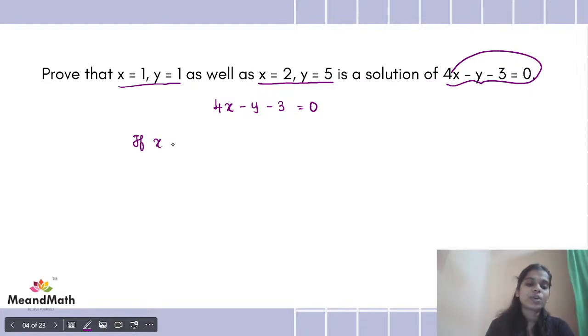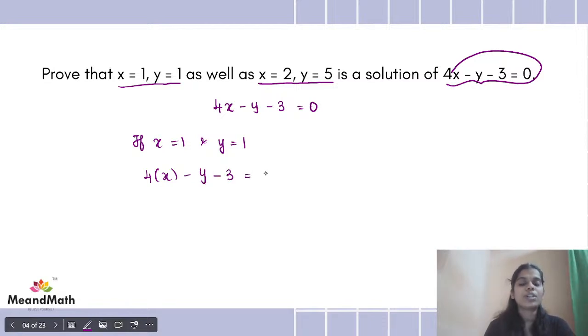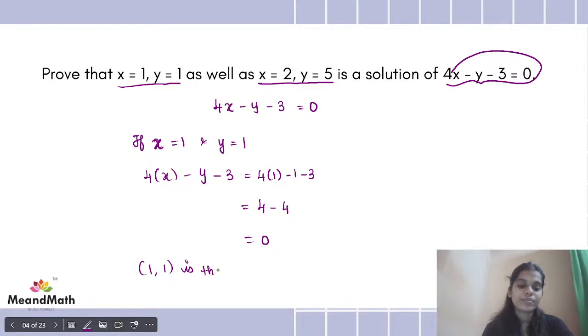First, if x equals 1 and y equals 1, substitute the values in place of x and y. 4 into x minus y minus 3 equals 4 into 1 minus 1 minus 3. That is 4 minus 4, equal to 0. So if I substitute x equals 1 and y equals 1, it is a solution. So, 1 comma 1 is the solution of the equation 4x minus y minus 3 equals 0.